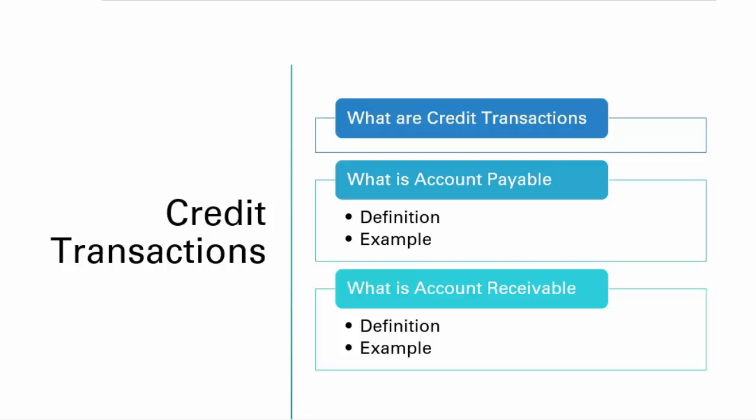You run a flower shop and you need to stock up on vases. Your supplier delivers the vases to you, but instead of paying them immediately, you agree to pay next month. That unpaid amount is what we call accounts payable. Here's why it's important. Accounts payable is recorded as a liability in your books. Why? Because it's money you owe.